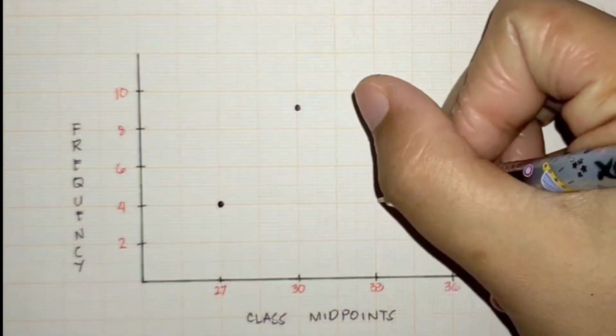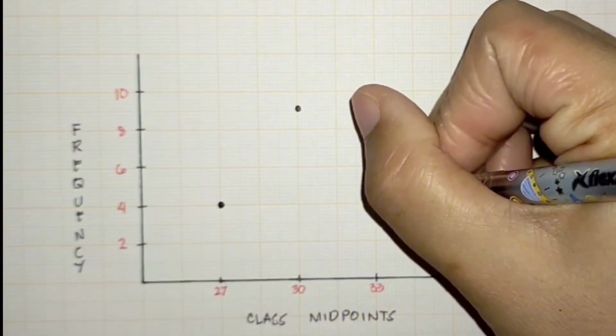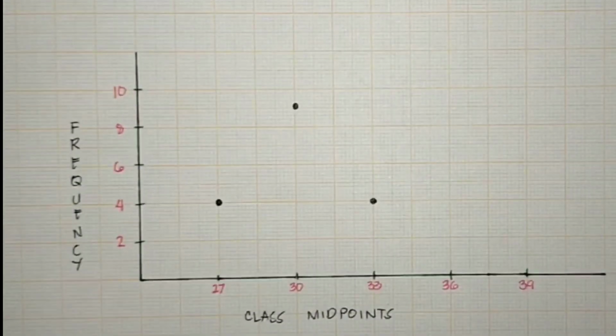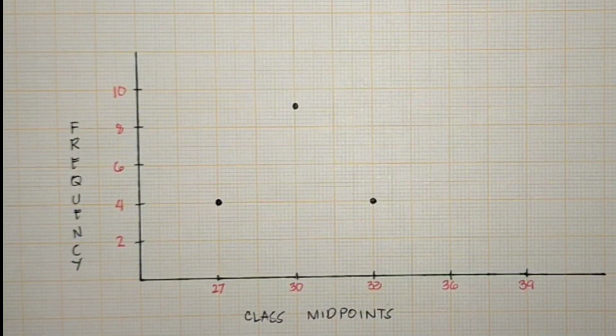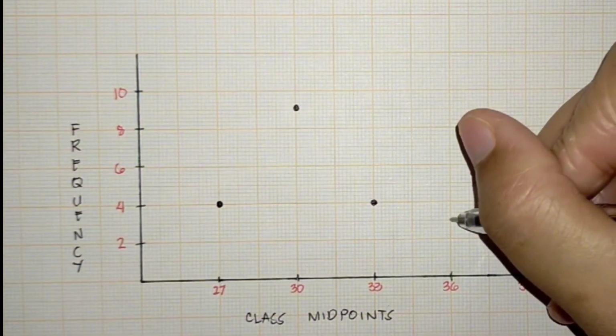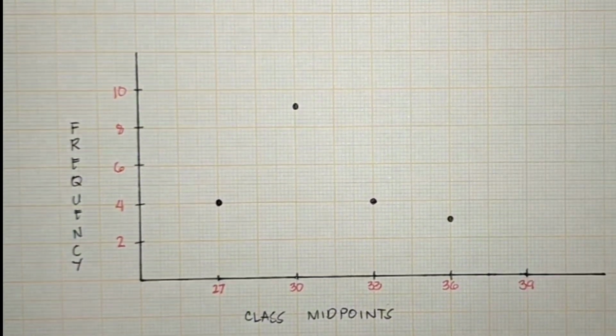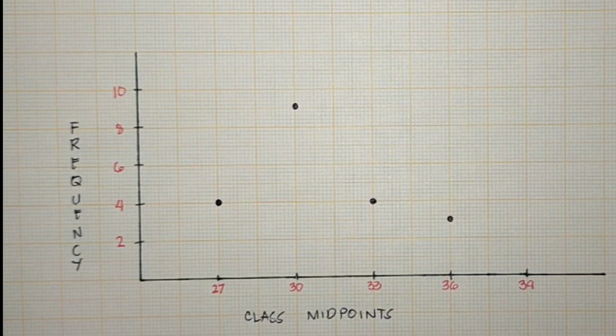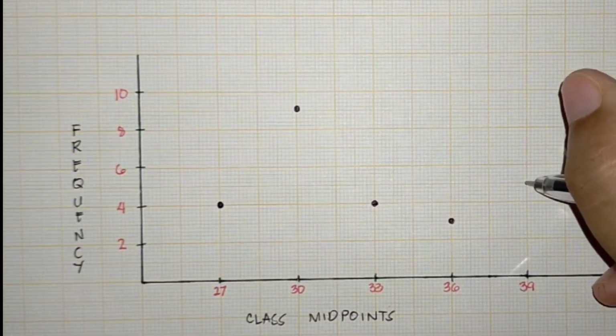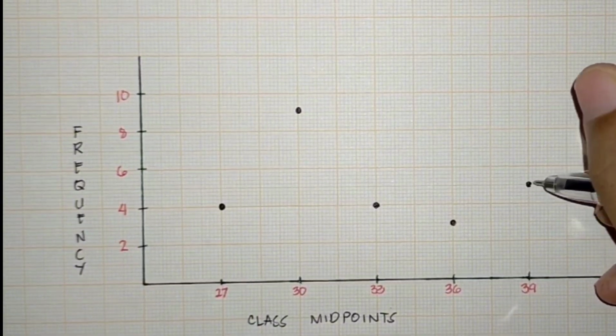Next is the class midpoint 33. The frequency is 4, the same as 27. So we put a point in line with 4 and 33. Next is 36. It has a frequency of 3, so in between 2 and 4. So we'll put a point here. Then the class midpoint 39. The frequency is 5. So we'll put the point here between 4 and 6.